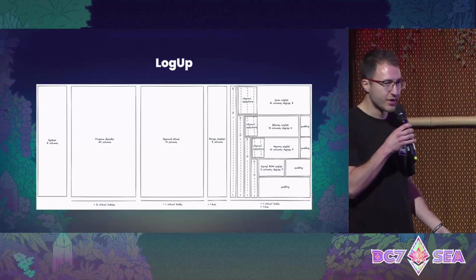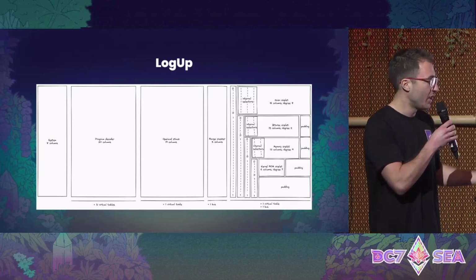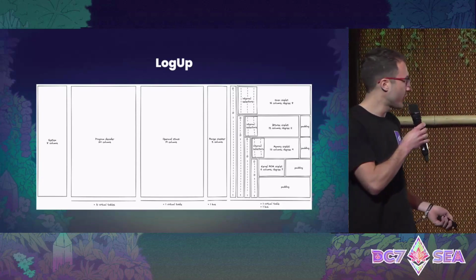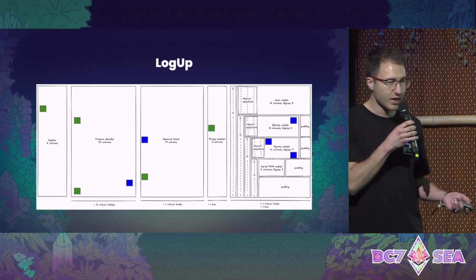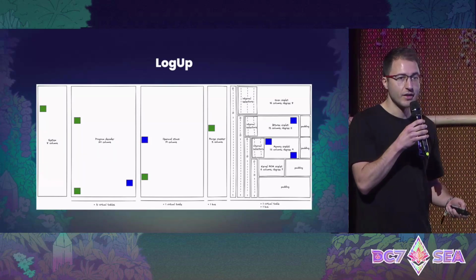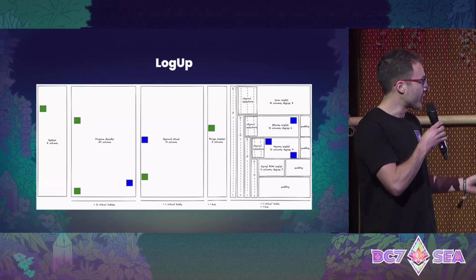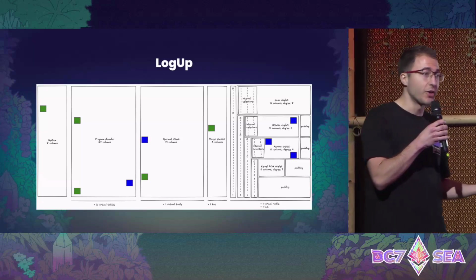For example, this is a depiction of the Miden VM trace, a 2D grid of numbers, effectively. In this context, a multiset check would check that the multiset represented by the green squares is equal to the multiset represented by the blue ones. So they're basically multisets on values in your trace.